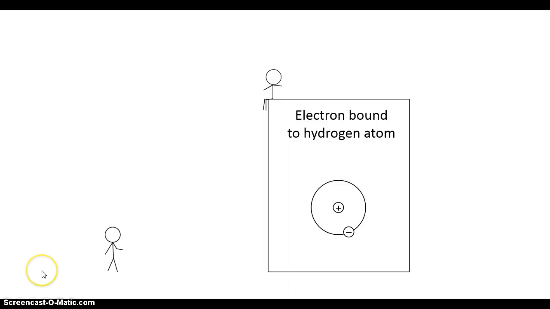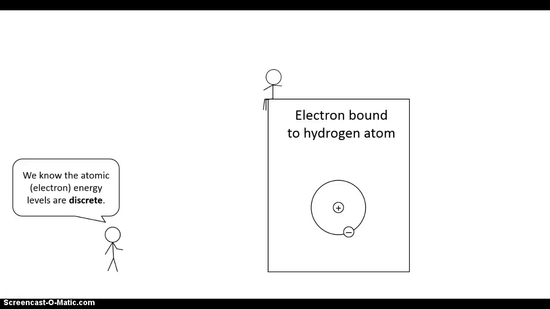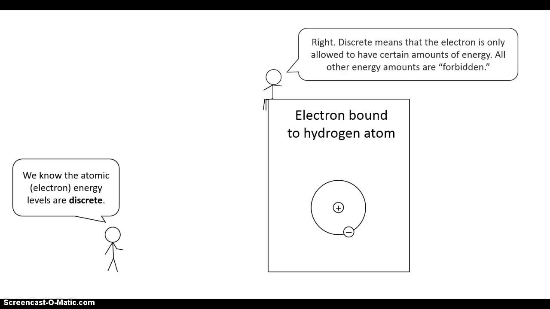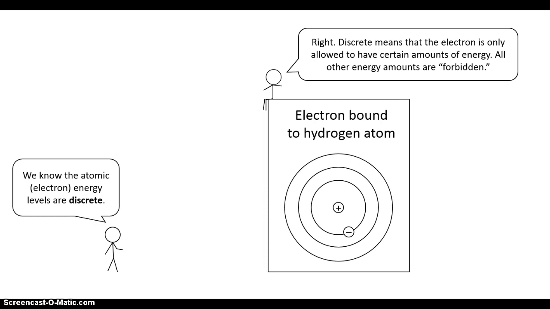Here's an electron bound to a hydrogen atom. We know the atomic energy levels are discrete. Discrete means that the electron is only allowed to have certain amounts of energy. All other energy amounts are forbidden. So here's another energy level, and here's a third allowed energy level.